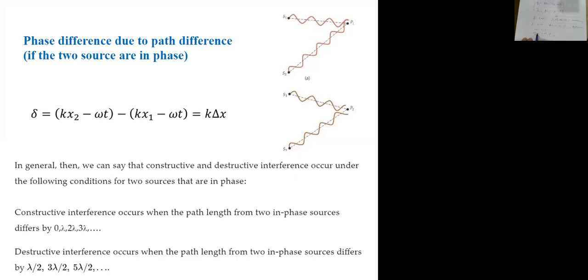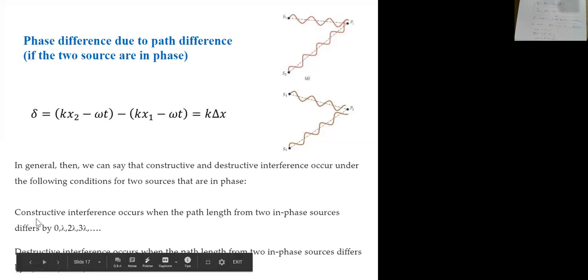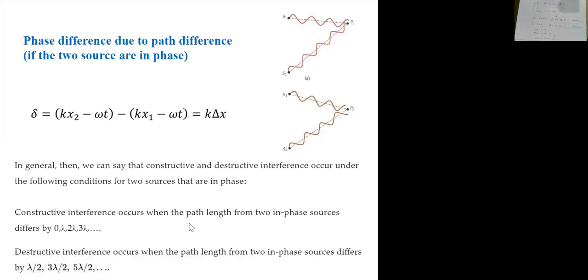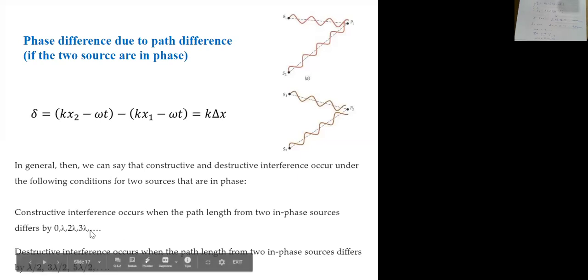So that means delta x over lambda is equal to 0, 1, 2, 3, right? So then delta x is equal to either 0, you multiply both sides by lambda, or lambda, or 2 lambda, or 3 lambda, etc. Then that is this condition listed over here. So that's when constructive interference happens, when the path difference of the two waves is 0, lambda, 2 lambda, 3 lambda, etc.